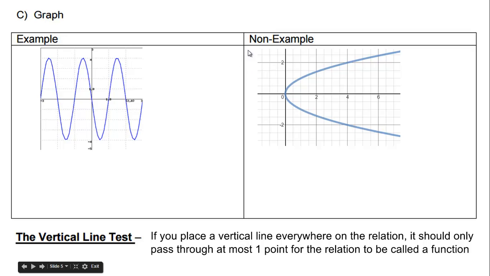Vertical line test really helps with a graph. That's why we put it on this slide. If you plug in a vertical line anywhere on the function, I want to say anywhere and everywhere, not just one point, you should only pass through at most one point. You might pass through nothing, and that's okay. We'll talk about that later, but it can only pass through one point. So watch the vertical line come in, and as it goes, it can only pass through one point. And that's the vertical line test. You notice that the first one passes, and the second one fails right there.